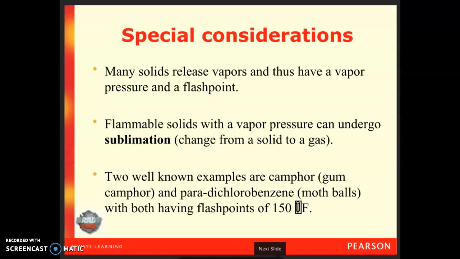Now, flammable solids, in particular, what we have to worry about there is sublimation, going directly from the solid phase to the gas phase. And so a couple of common examples of this would be things like gum camphor and paradichlorobenzene. And both of these have flash points around 150 degrees Fahrenheit, which again is slightly elevated. It's certainly higher than room temperature, but it's not an inconceivable kind of temperature that's unattainable without extraordinary means.